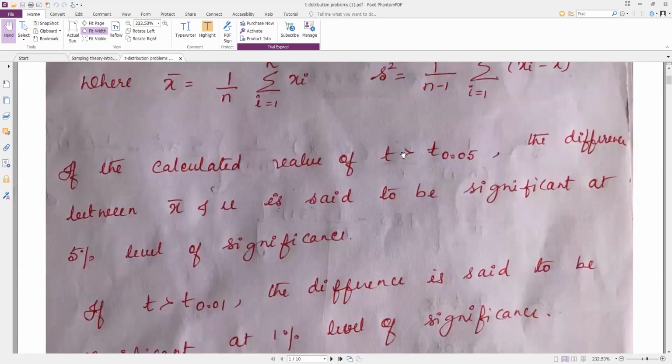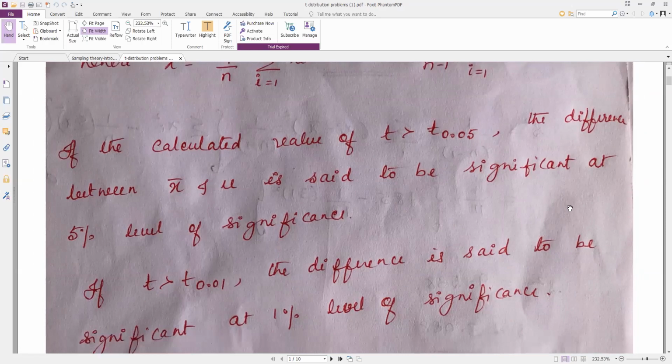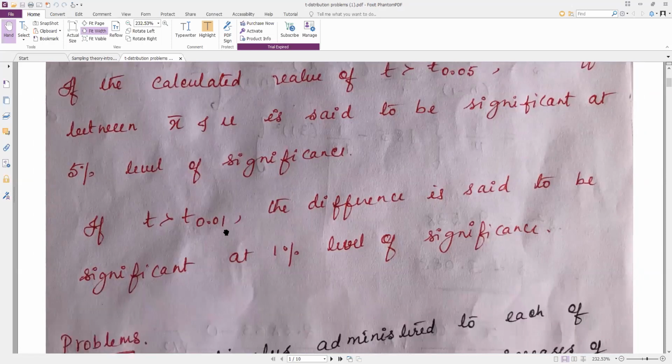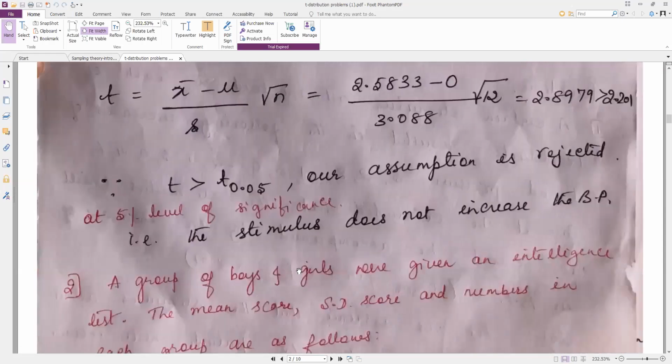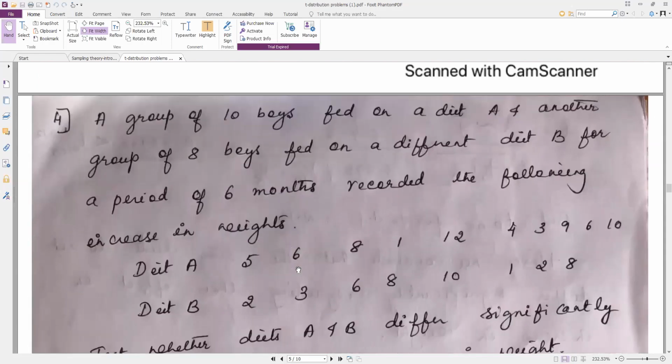So if the value is greater than that, then we say the difference is significant, or else we can say we can reject the hypothesis. Instead of saying significant, we can also say we can reject the hypothesis at the 95% probability level. We are 95% confident that we can reject the hypothesis. If t is greater than this at 1%, it means the difference is significant, or we can say we can reject the hypothesis at 99% level of confidence. Okay, so let me make it clear.